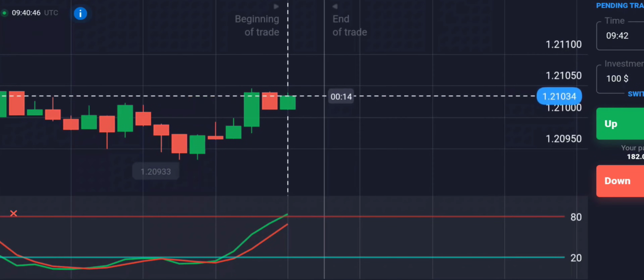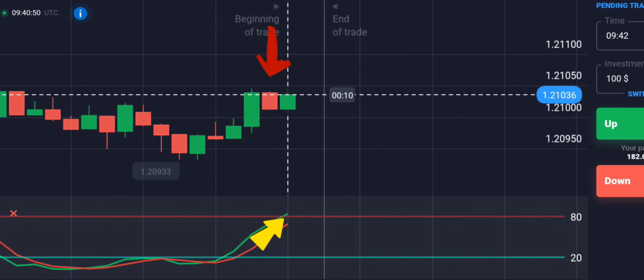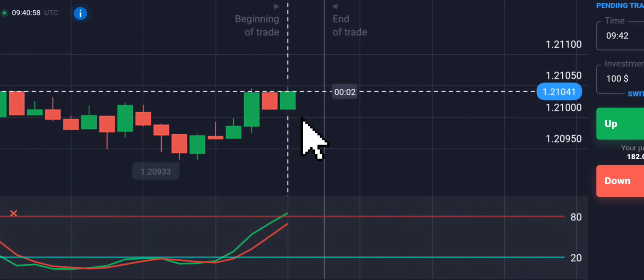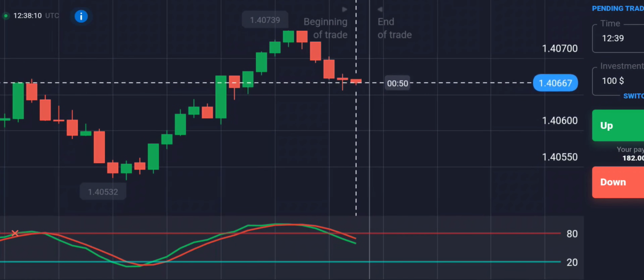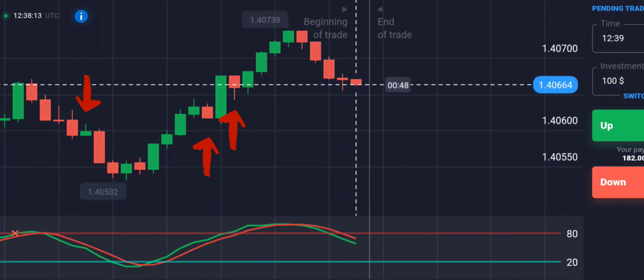Here is another example for this strategy. A red candle while moving upward. Obviously, the next candle ends in green. Same here. You can clearly see the in-between pullbacks.